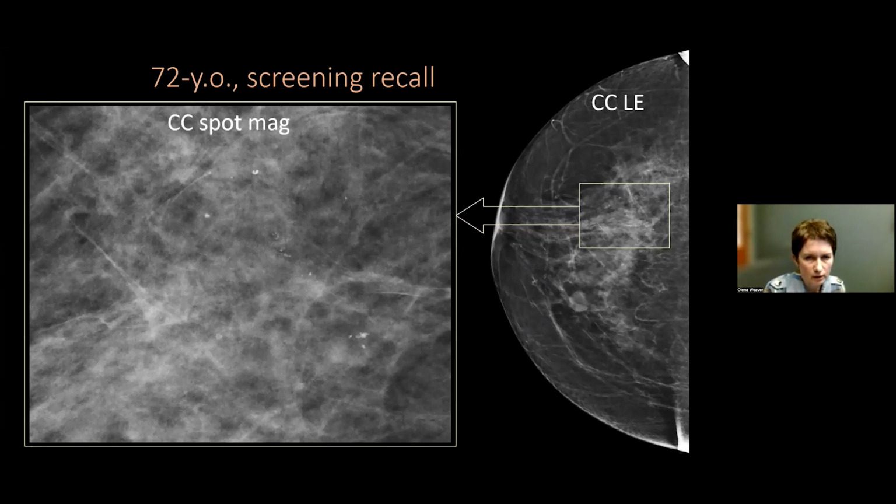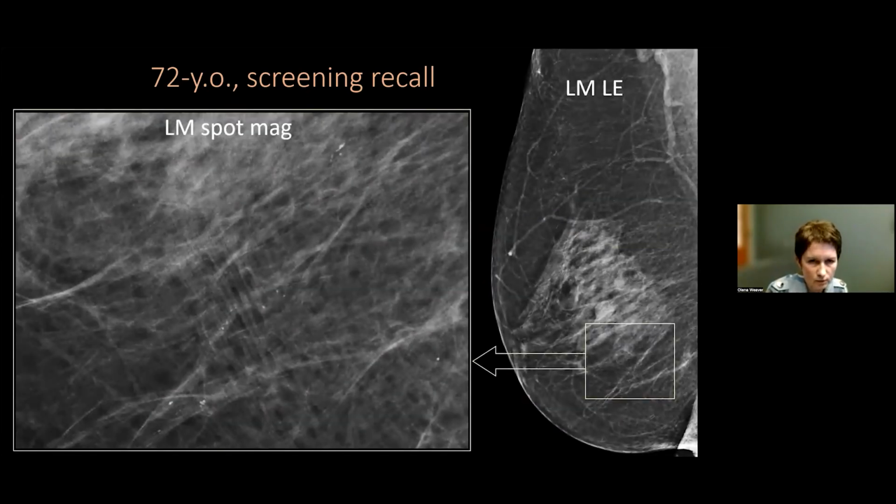But another issue with that mammogram was that the patient had microcalcifications in the outer breast. This is a magnification view. It was the lower outer breast, and you can see that there are some suspicious microcalcifications. This is a magnification view again.